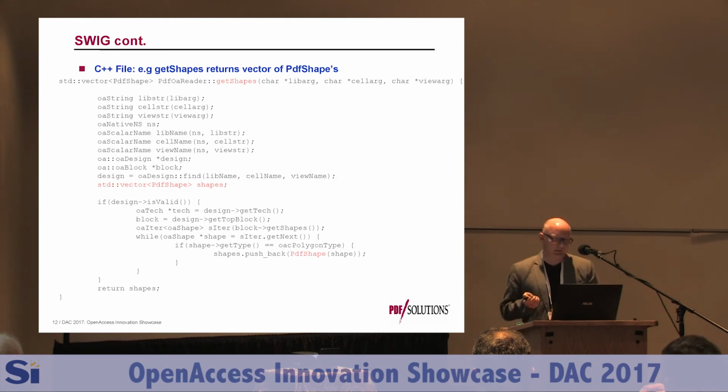So what else do you need? You need something which gives you all the shapes. So we need a function which I call, for instance, getShapes, which simply returns a standard vector of my own shape, which I defined. So I iterate, and I do all this OpenAccess stuff here. Finally, I define a vector of my shapes, and then I open the technology, get a block, get all the shapes, iterate through the shapes, and push them into my vector, and that guarantees I can access it from Go later on. I have it in my own vector. So again, very simple.